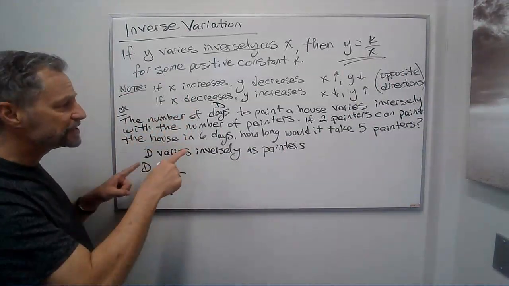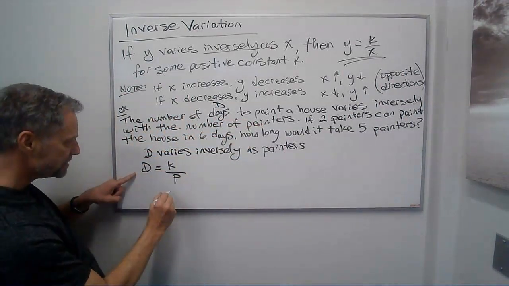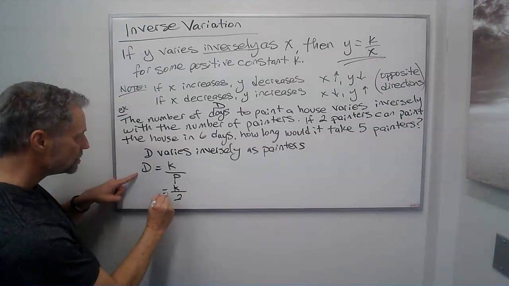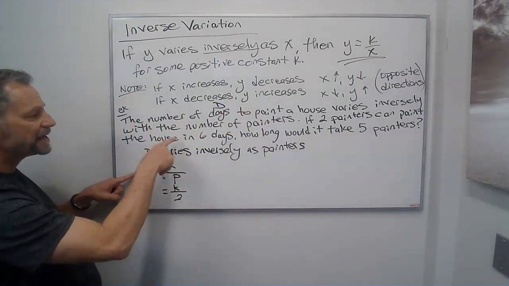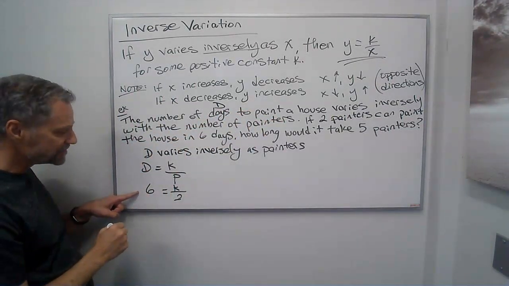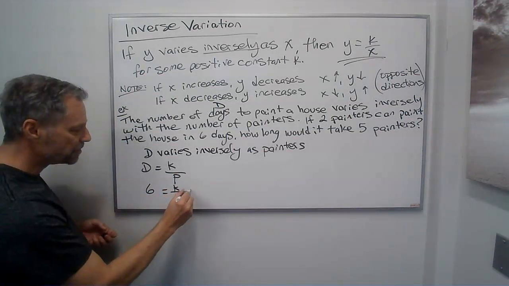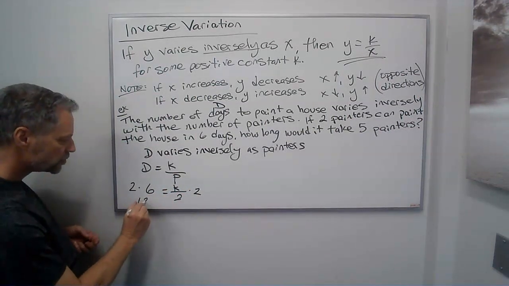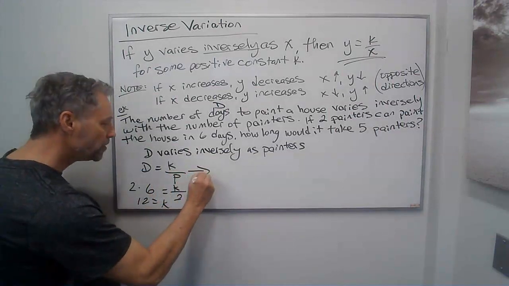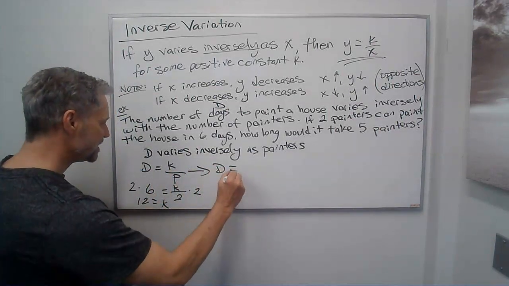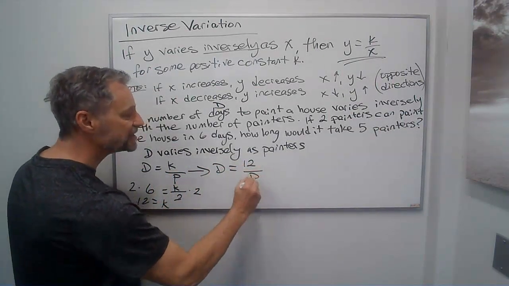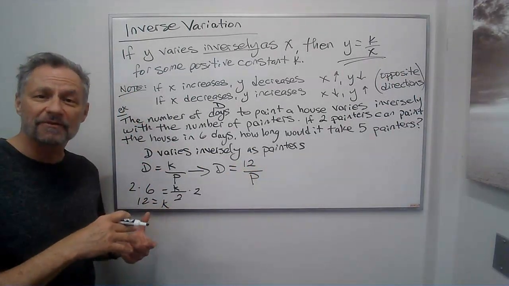So now we can put in some numbers. If 2 painters, that's P, so we've got K over 2. If 2 painters can paint the house in 6 days, that's number of days. Well, to solve that, I'm just going to multiply by 2, so I get 12 equals K. So my formula becomes the number of days is 12 divided by the number of painters. Now I've got my formula.